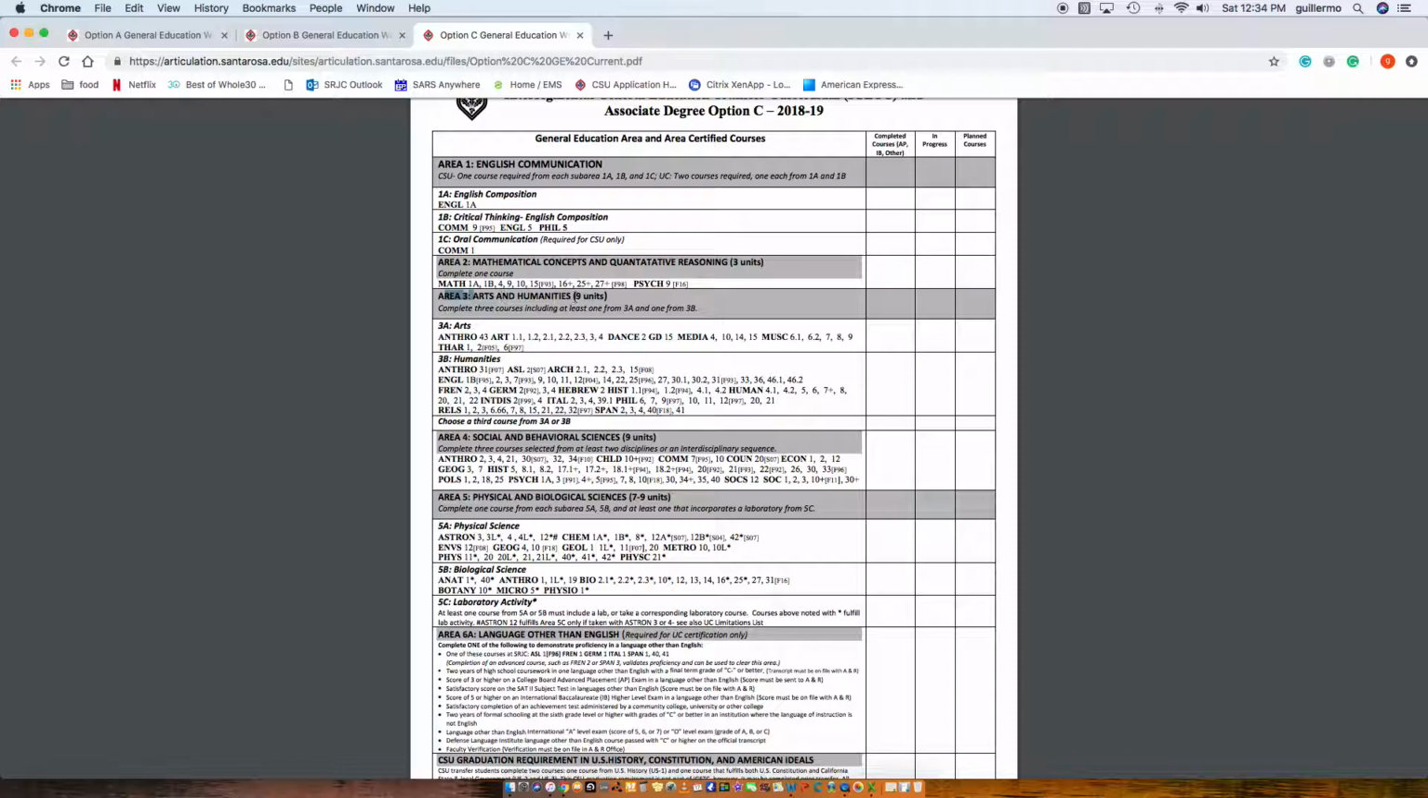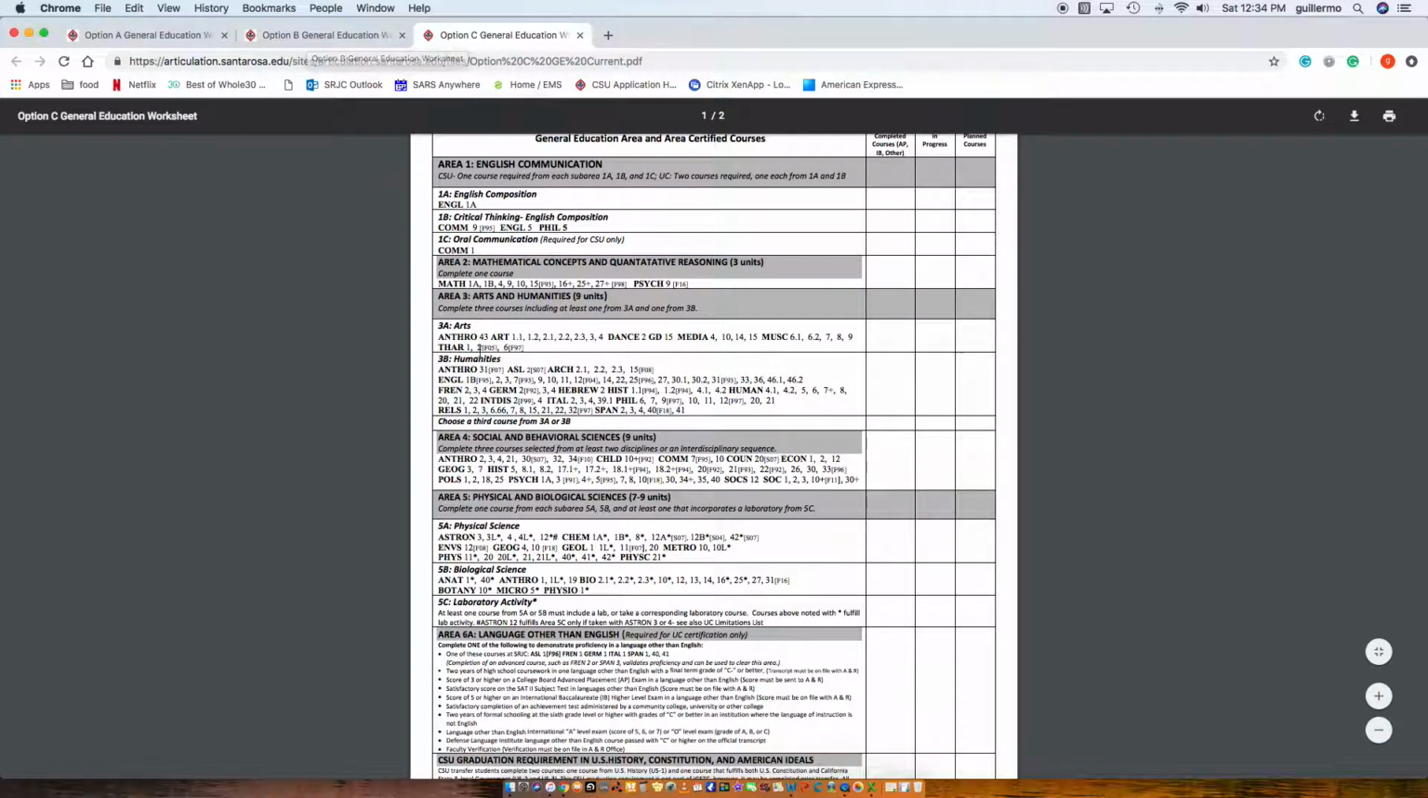For Area 3, they want 9 units. Obviously, that's going to be about 3 classes. And this is very similar to the Cal State pattern, where they want you to take 1 class in the art, 1 class in the humanities, and then your last class could be within any of these 2 boxes. So you could take 2 art classes, and then you could take the class of Rafa, Interdisciplinary Studies 4, or you could take 2 architecture classes if you wanted to, and 1 media studies class. The choice is yours, okay? Just make sure you take 1 class from each box, and your last class could be from anywhere within those 2 boxes.